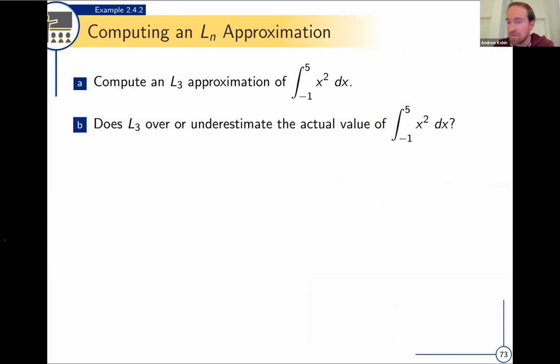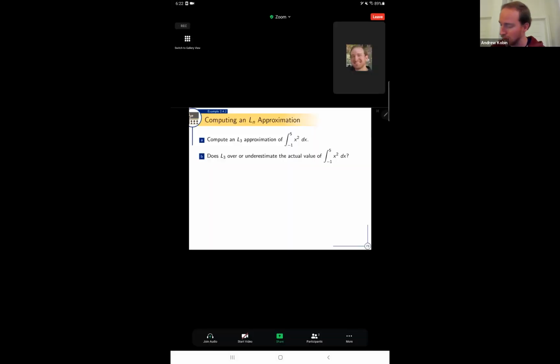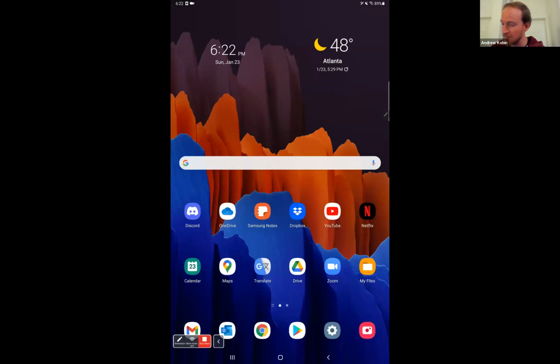So the first example, we'll do this together, is to compute an L3 approximation, so left endpoint approximation of 3 rectangles, of the following definite integral. After that, we'll look at a graph of the function to answer the question, does this approximation overestimate or underestimate the actual value of this integral? And of course, we can use calculus, namely the fundamental theorem of calculus, to evaluate this integral directly and know the true area under the graph of this function. So to get started, if you want to try this yourself, compute an L3 approximation. For example, if this is a review topic for you from Calc 1, then go ahead and pause the video now while I get things set up.